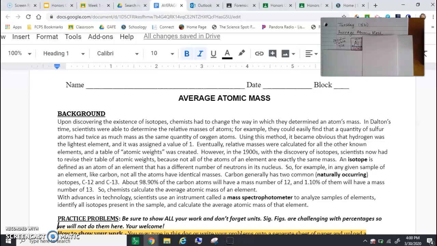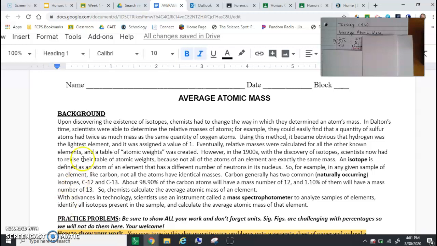Hey guys, so today's topic is average atomic mass. Now, I'm not going to spend the time reading this whole part for you because you can do that on your own. But what I need you to understand is that we've actually already been talking about this number a lot in class, and now it's time to figure out where it came from.